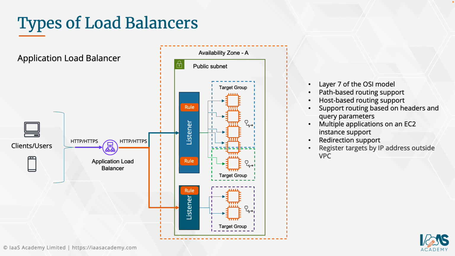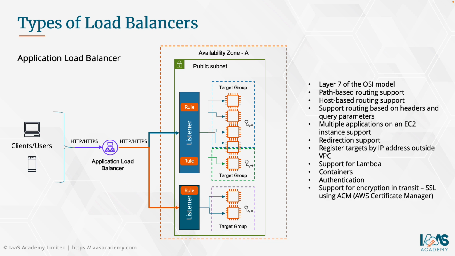There's redirection support. There's the ability to register targets by IP address, which means that you can register targets that are outside of your VPC, for example, on-prem. There's support for Lambda functions as your targets, and containers. You can have authentication services incorporated so that you have authenticated users accessing your web application. You also have support for encryption in transit, where you can install SSL certificates using the AWS Certificate Manager.